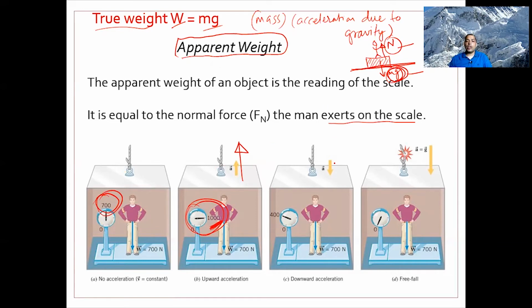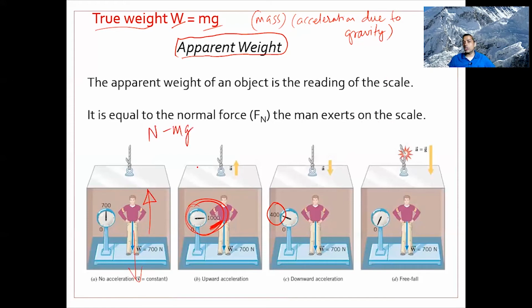But if the elevator is moving down, what happens is your weight is less than your real weight, or true weight. How is this possible? Let me show you here. In this case, the net force: weight is down, the normal force is up. So N minus mg is the net force. That must be equal to ma, right?